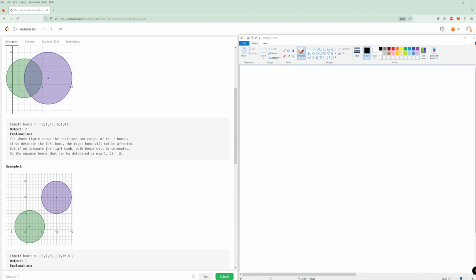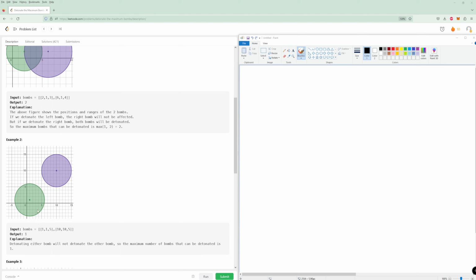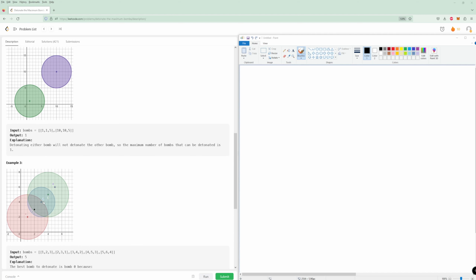And let's look at the next example. So we have two more bombs. Now we can see that the location of either bomb isn't in the other's radius. So that's just a 0. Or sorry, that would be a 1, right? Because we are detonating one bomb, but when it detonates, it doesn't detonate any others.